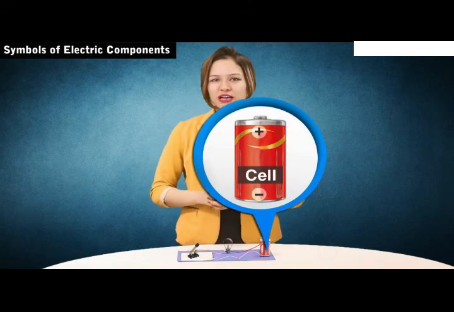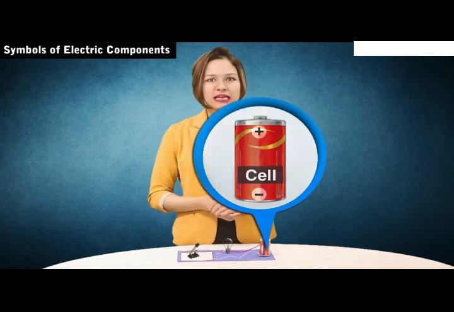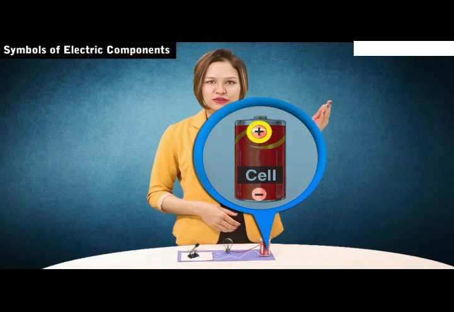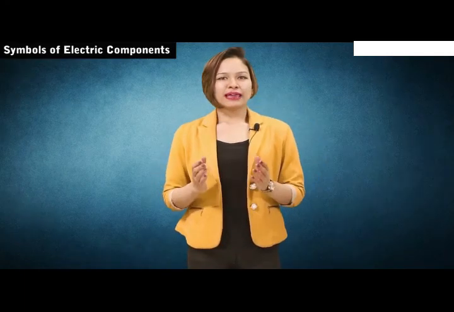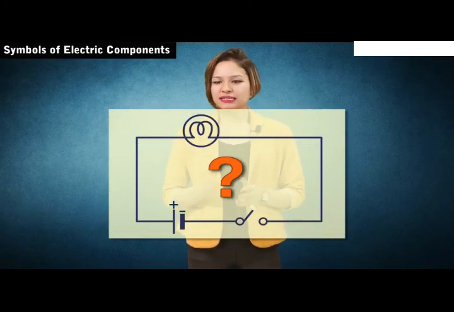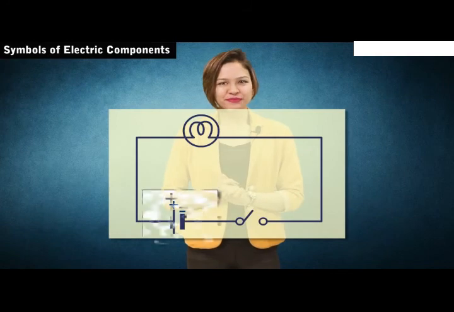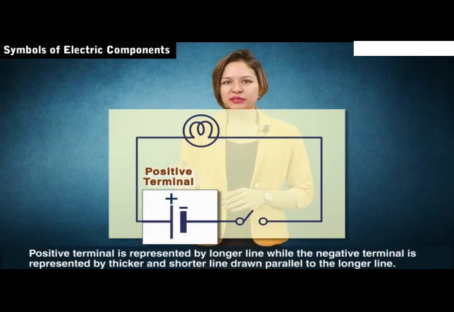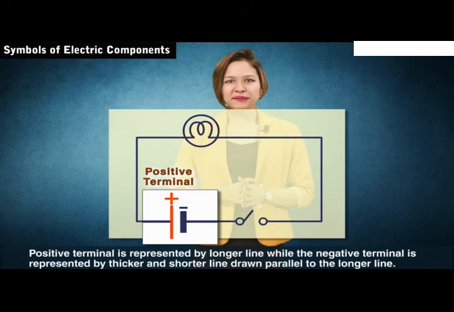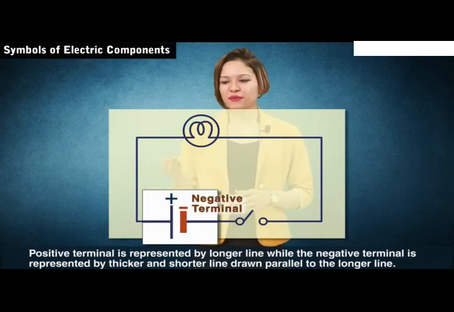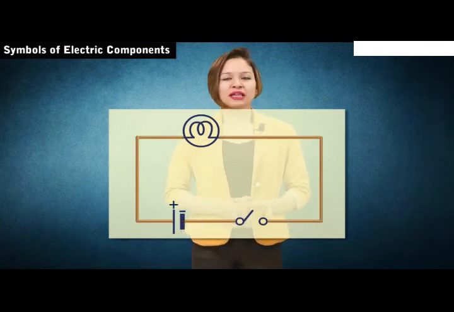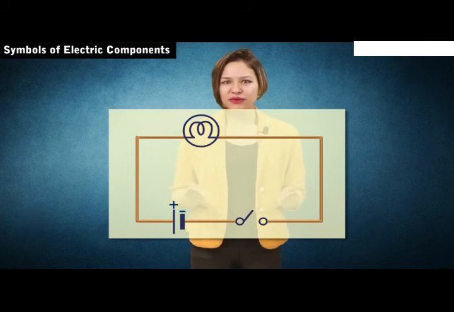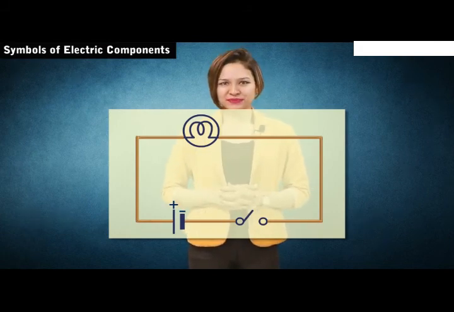In our previous class modules, we have all studied that an electric cell has a positive and a negative terminal. And how are these terminals represented in symbolic form? Well, the positive terminal is represented by a longer line, while the negative terminal is represented by a thicker and shorter line drawn parallel to the longer line. And the metallic wire, which connects the different electric components, is shown by straight lines.